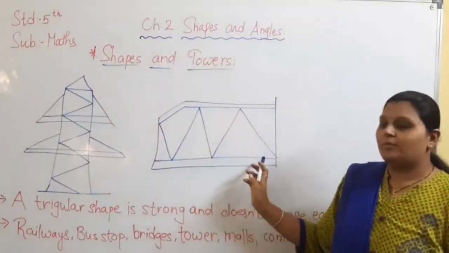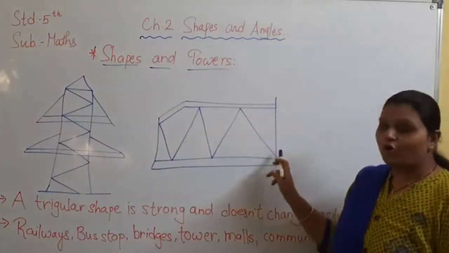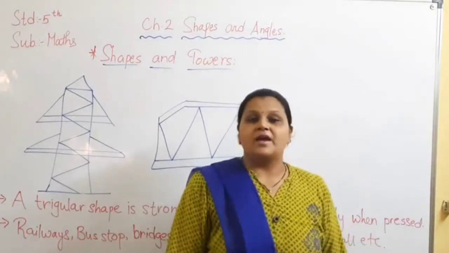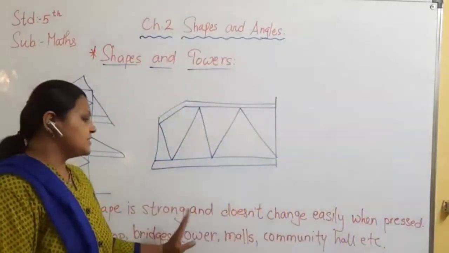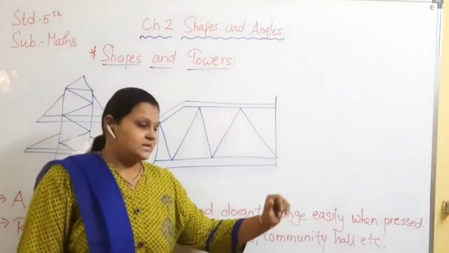Second, this is the shape of a bridge. You can see the triangular shapes are formed in the bridge. So why are they using only triangular shapes? We can say that a triangular shape is strong and doesn't change easily when pressed.